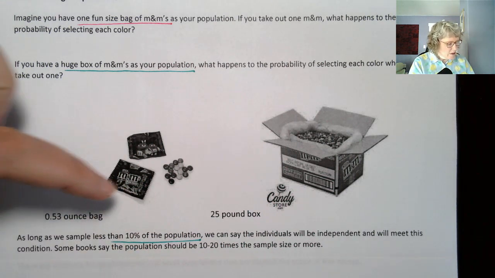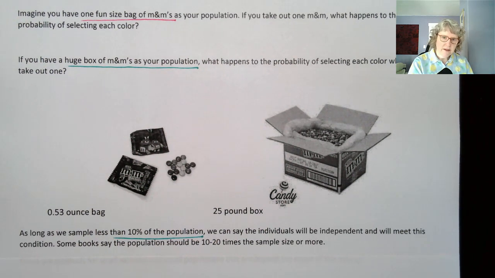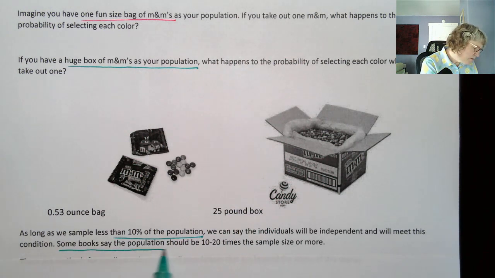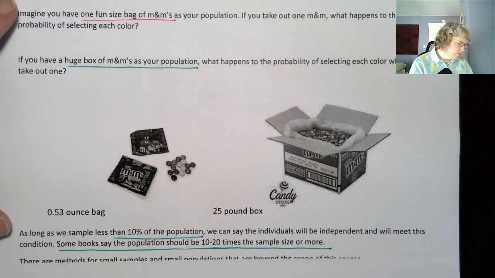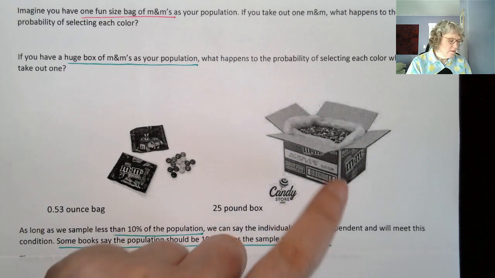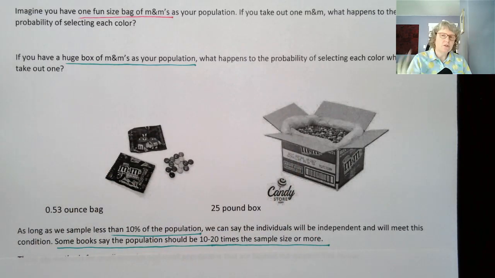Okay, so the 10%, I feel like the large population makes a little more sense to me because it's more the size of the population rather than the size of our sample. So I'm going to be switching over to this large population instead of 10%, and we'll see how it goes. Some books say that the population should be 10 to 20 times the sample size or more. Okay, so this is the large population condition. We need to be sampling, and not the whole box, right? We need to still have a small sample in relation to our population, okay?